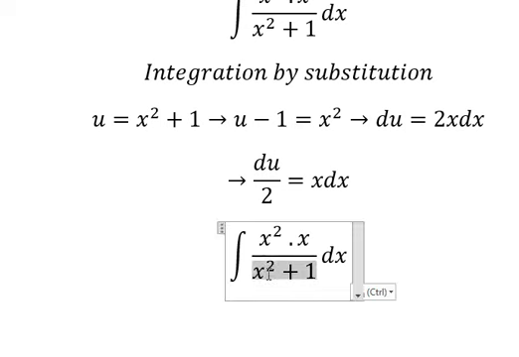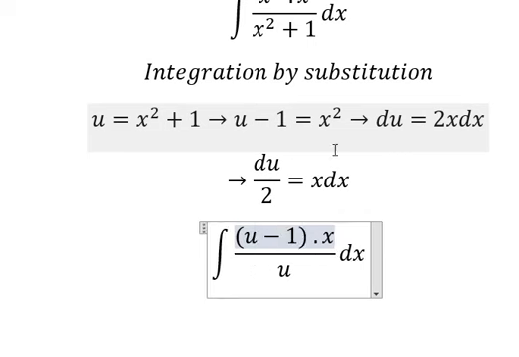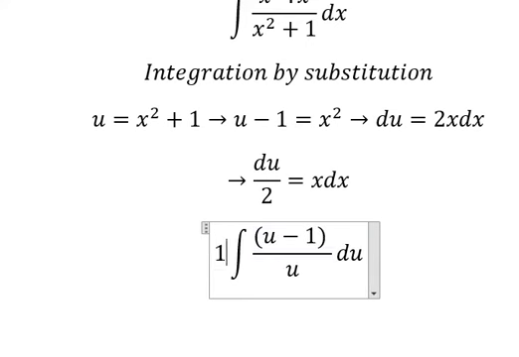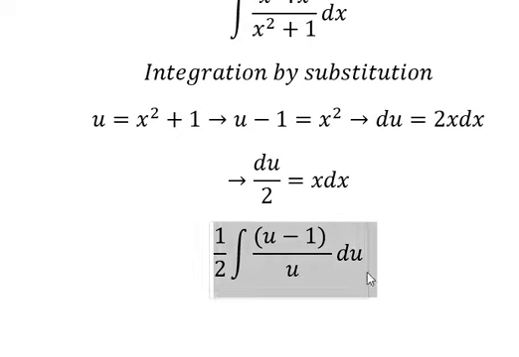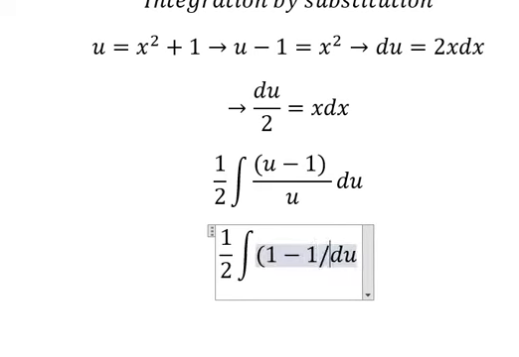So this one we change by u. This one we change by u minus 1. s ds we change by du over number 2. And now we have u divided by u, 1 divided by u. So you get 1 minus 1 over u.